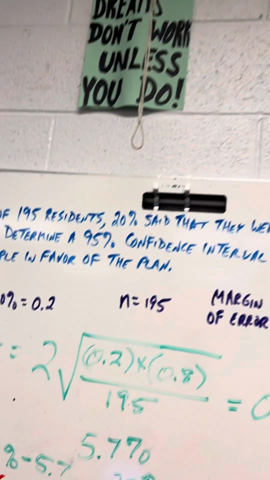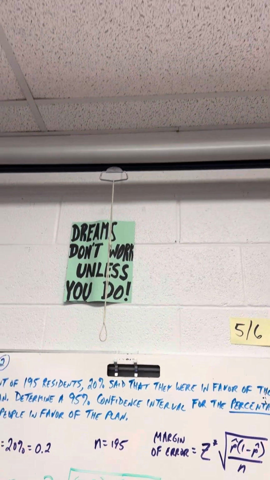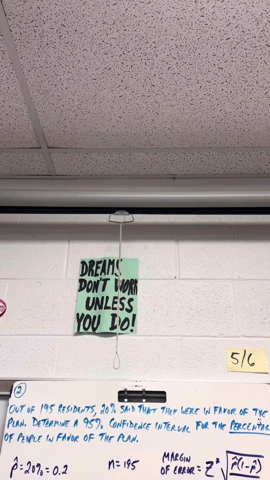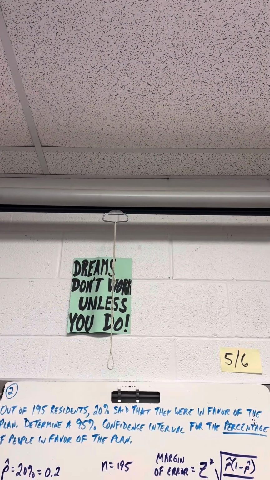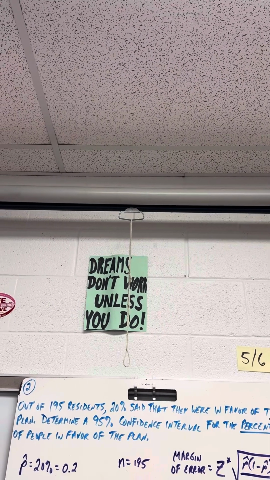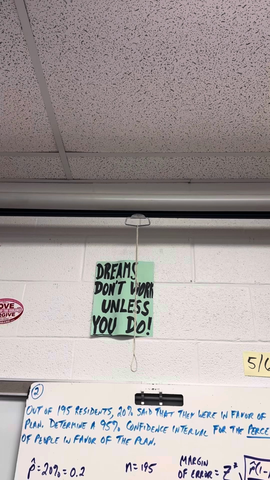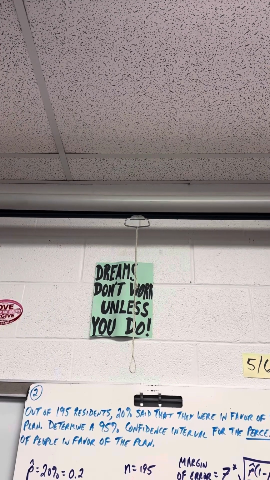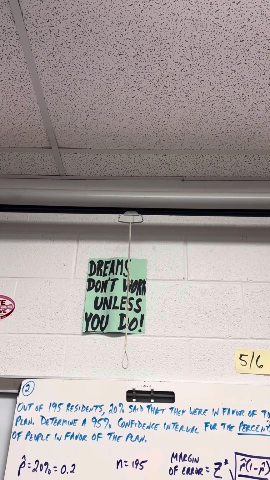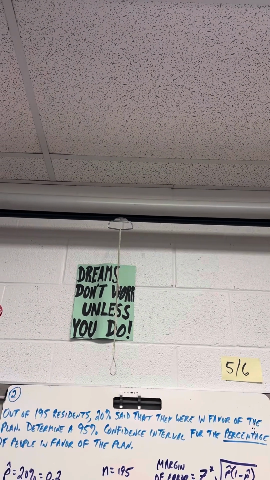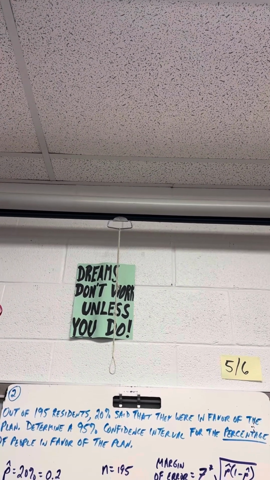Same thing here, but this time they give you P. You don't even have to calculate P. I forgot to put in here that we're rounding to the nearest 1/10%. Out of 195 residents, 20% said that they were in favor of the plan. Determine a 95% confidence interval for the percentage of people in favor of the plan. Okay, and we're going to do it to the nearest 1/10%.